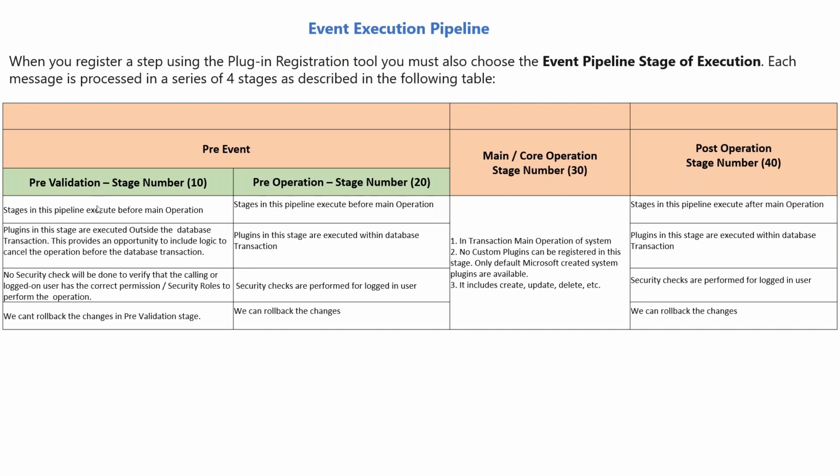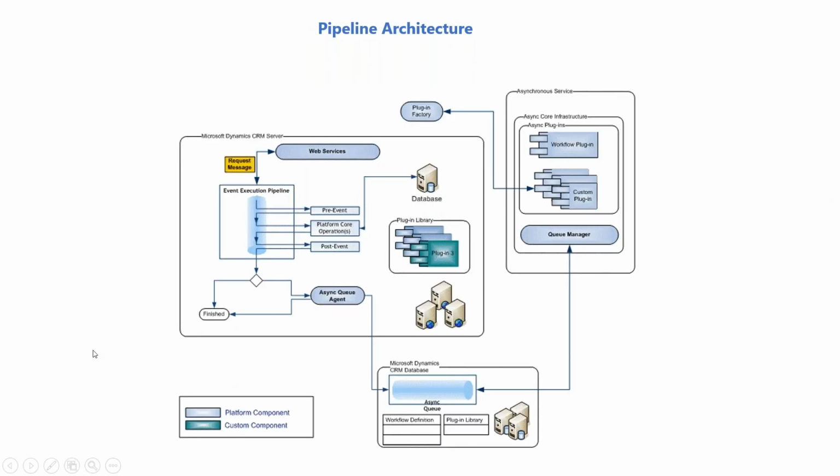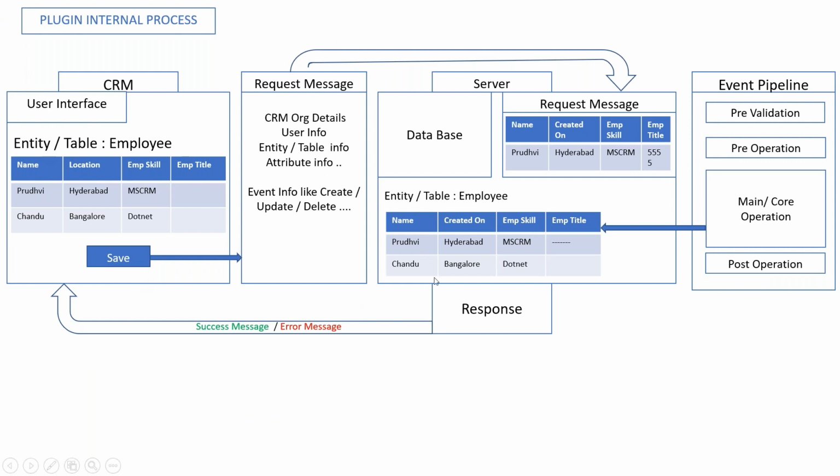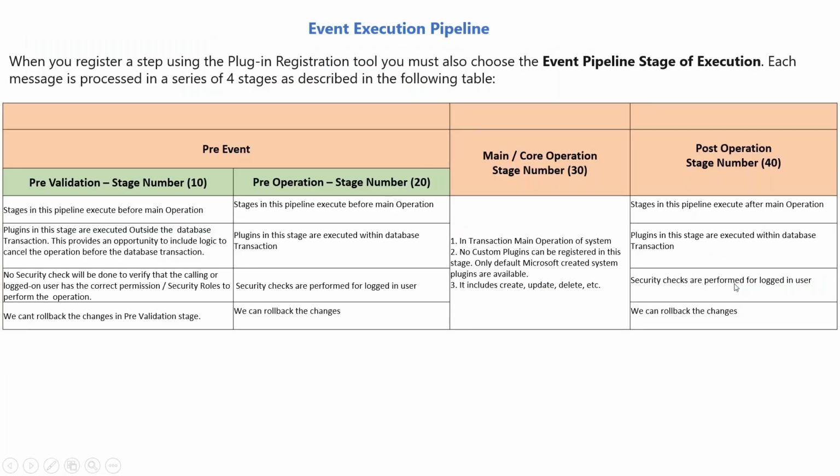Okay, so stages in this pipeline will execute before the main operation. If you remember the earlier diagram, it shows pre-validation, pre-operation, main operation and post-operation, going through one by one. So stages in this pipeline will execute before the main operation only.